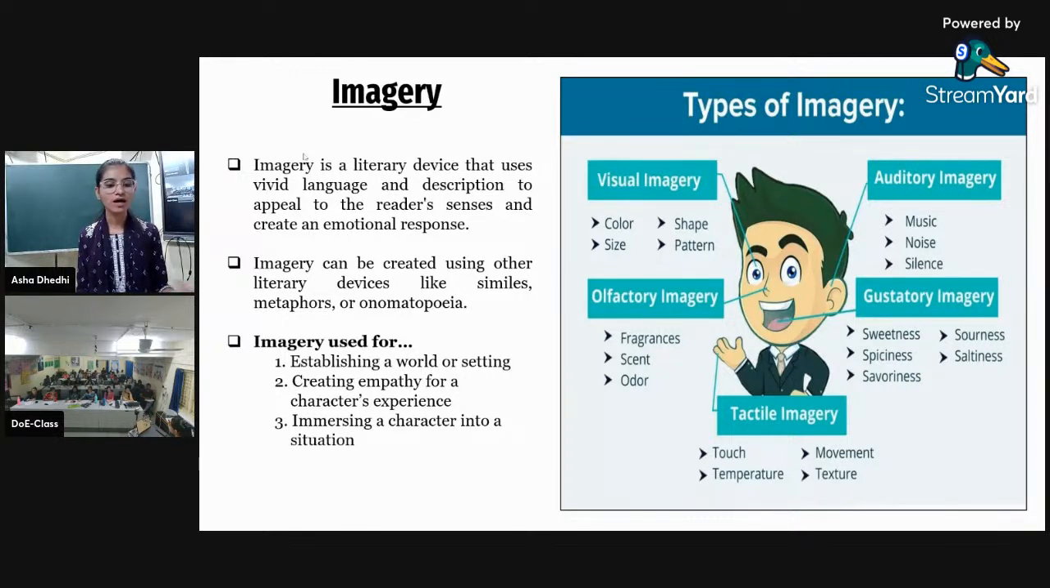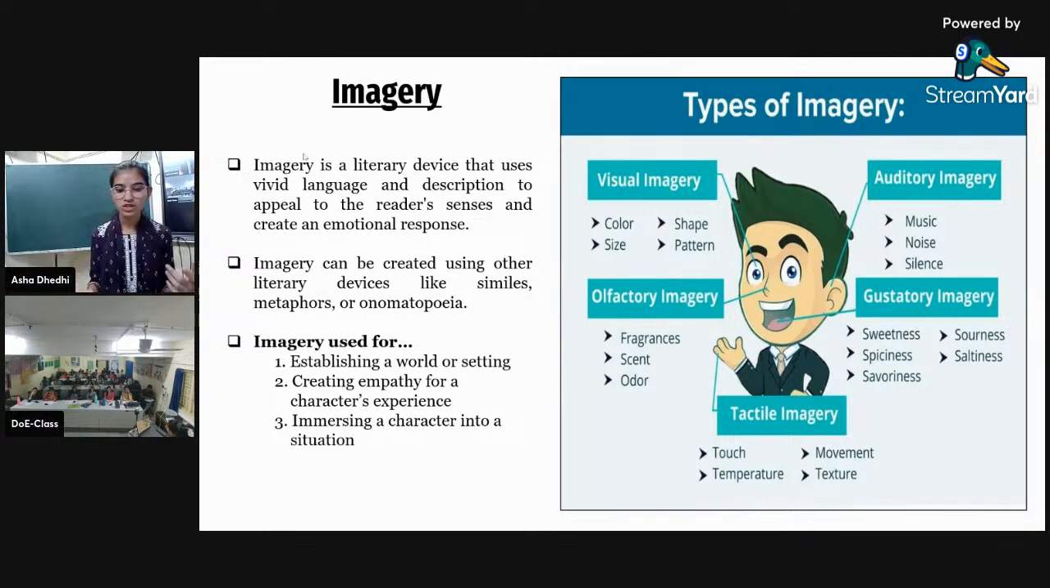Imagery can be created using other literary devices. In order to create imagery, other literary devices are also used, like simile, metaphor, and onomatopoeia. Imagery is used for establishing a world or setting, creating empathy for a character's experience, and immersing a character into a situation. In order to connect the readers with particular characters, writers generally use imagery. There are different kinds of imagery, like visual imagery: if an image is getting created in your mind, it would be considered visual imagery. Then, if the writer is conveying sound through words, it would be considered auditory imagery.